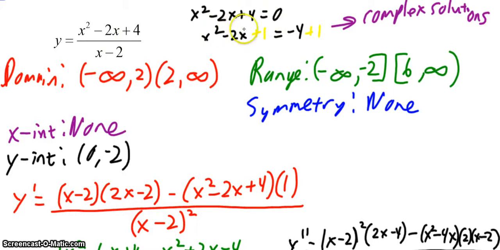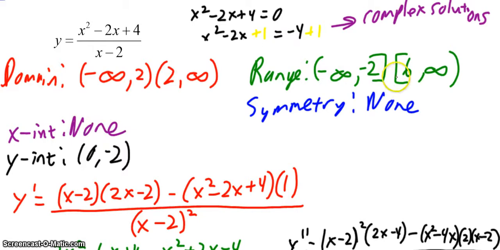So here, I could see that the numerator did not factor, so I tried to solve it by completing the square, and I stopped as soon as I realized that I was going to get a negative value, which means I would have complex solutions. So that leads me to no x-intercepts.